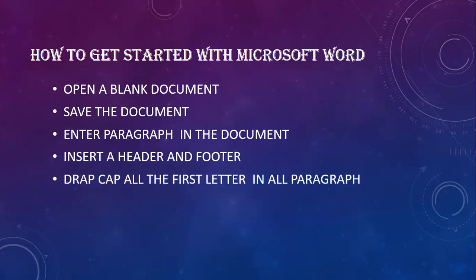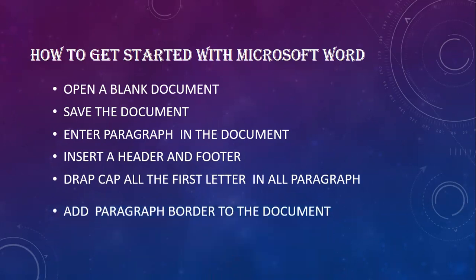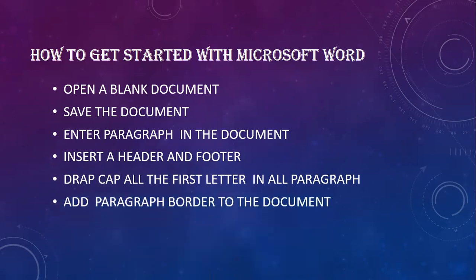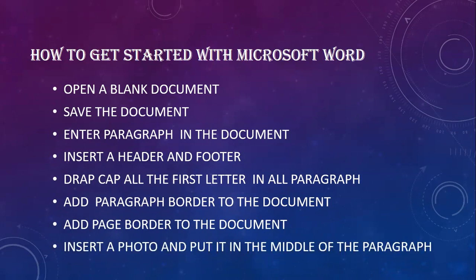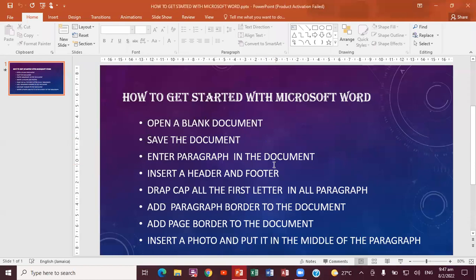Capitalize the first letter in all paragraphs. Add a paragraph border to the document. So bear this in mind that a paragraph border is different from a page border. Then add a page border to the document. The last one right here is to insert a photo and put it in the middle of the paragraph. So these are the instructions that we're actually going to go through.